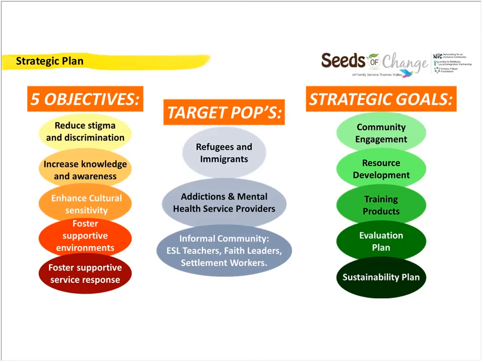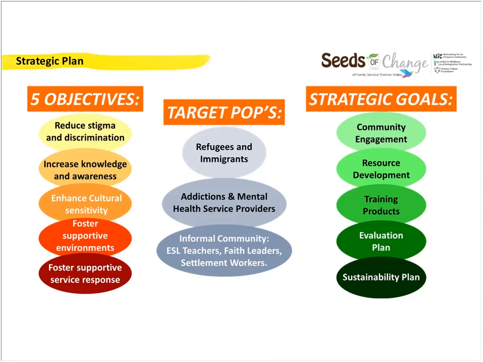And so the whole piece about knowledge and awareness and understanding where each other's coming from is really important to this project. Cultural sensitivity was definitely key, along with providing supportive environments with their own community, whether it's in their neighborhood or in their cultural community or their faith community, and also within agencies, providing a supportive environment for staff and for managers to try and create change that would support servicing refugees and immigrants in a more culturally sensitive way. And that also touches on the last point there under objectives.